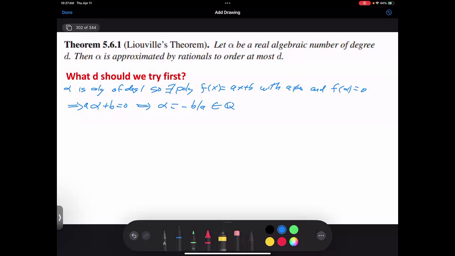Let's say we're trying to approximate alpha by p over q. So let's assume p and q are relatively prime. And let's see how close p over q can be to alpha. So that would be minus b over a minus p over q. That's going to be minus bq minus ap over aq.